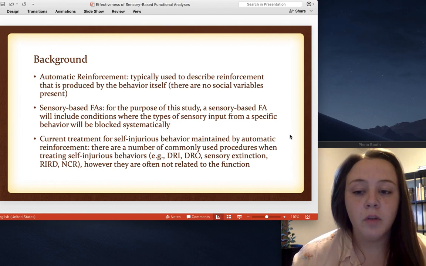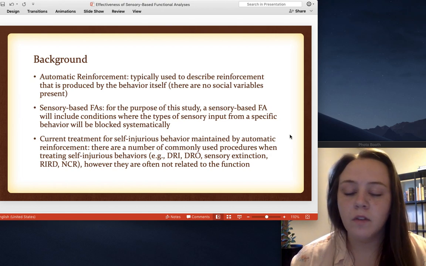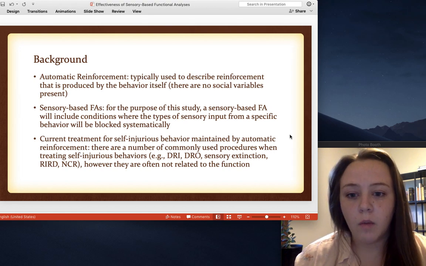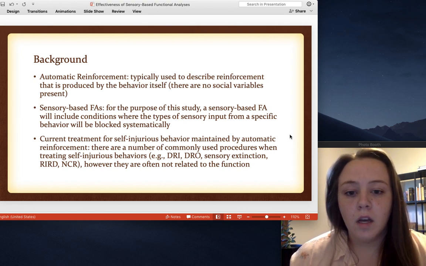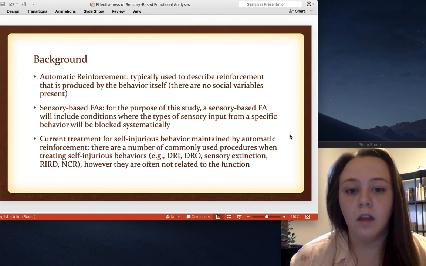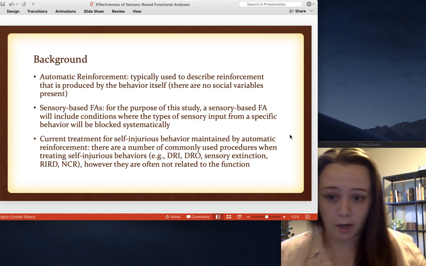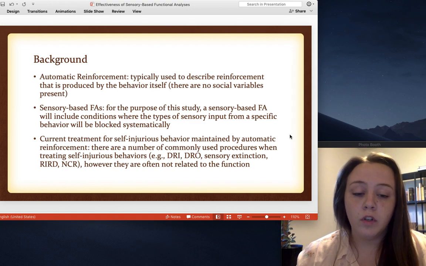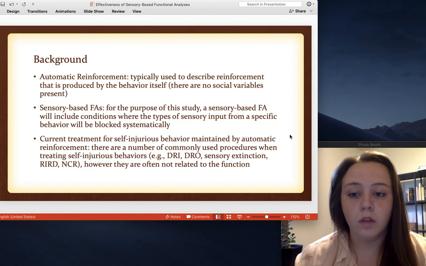So then sensory-based FAs, there's a couple different things out there for this, but for this study, we're just going to be looking at blocking different types of sensory input from those specific behaviors and doing that systematically in an alternating treatment design.